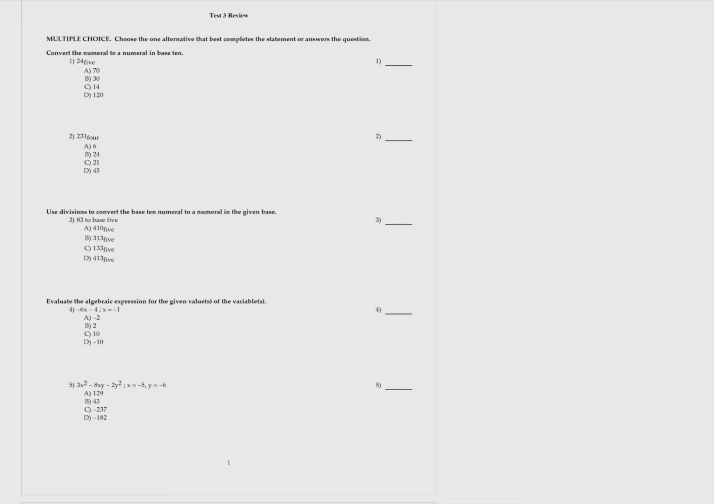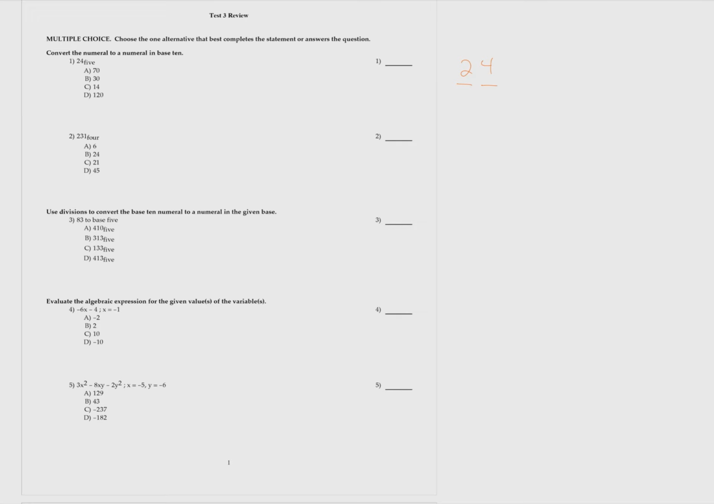Okay, so question number 1 and question number 2 are asking us to do the same thing. So we'll go over question 1. It's asking us to take 24 base 5 and convert that into a number that we use every day, base 10. So how much is it worth in base 10? Each of these digits, the 2 and the 4, has a different amount of worth.